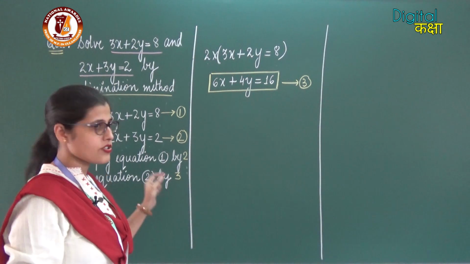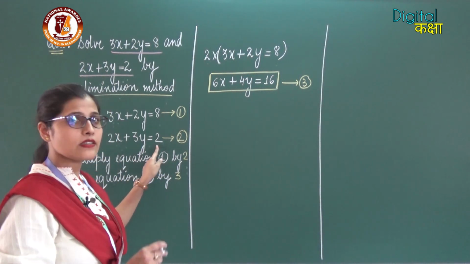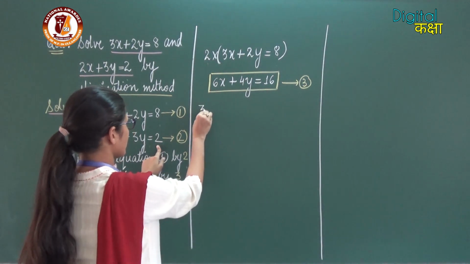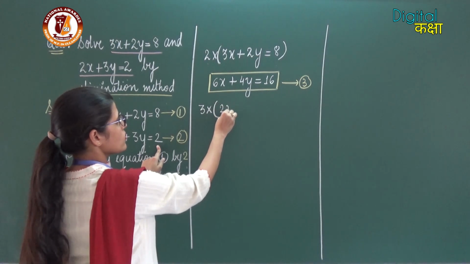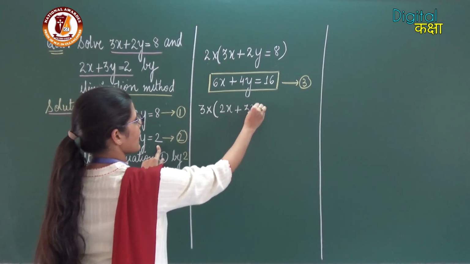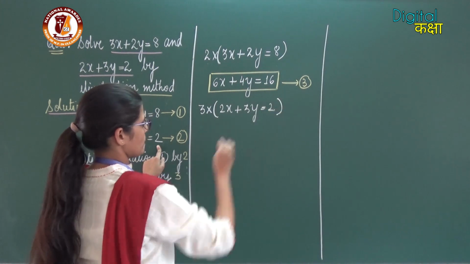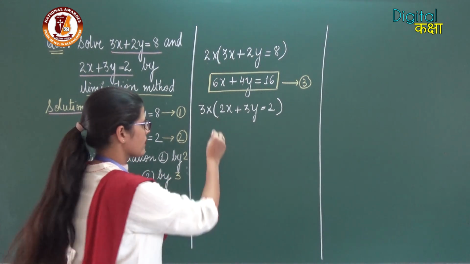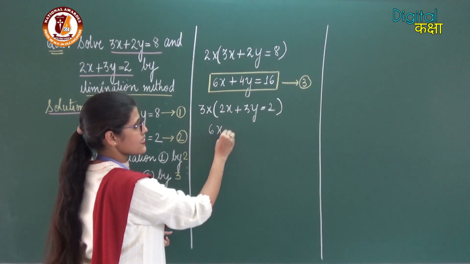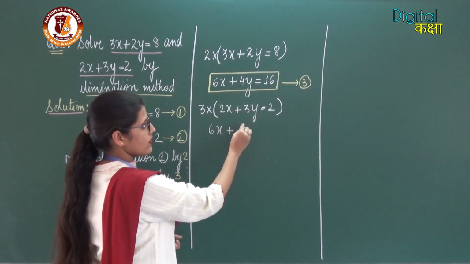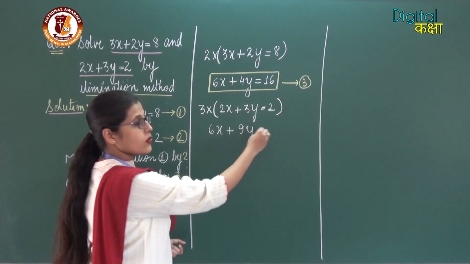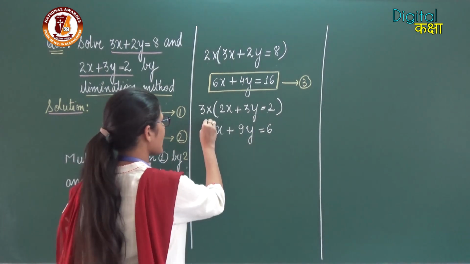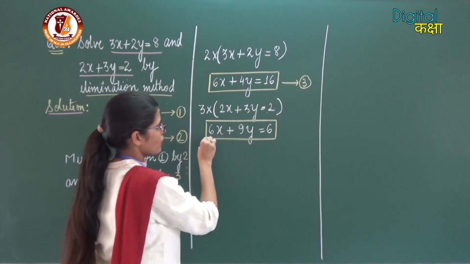Now, the second equation, we will multiply it by 3. As we are multiplying the second equation by 3, we get 3 into 2x plus 3y equals 2. Here also we will multiply 3 by every term. 3 twos are 6x, 3 into 3y is 9y, equals 3 into 2, which is 6. We will mark it as equation number 4.